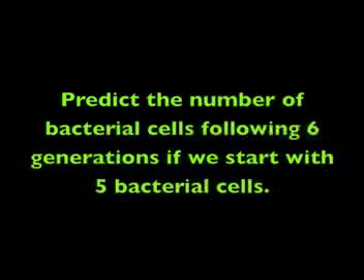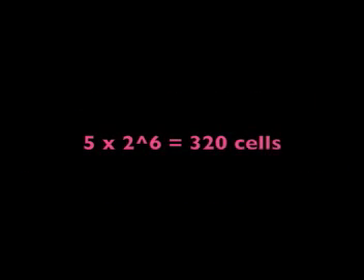Let's practice again. Predict the number of bacterial cells following 6 generations if we start with 5 bacterial cells. The correct answer is shown on the screen. Your answer should have been 320 cells.